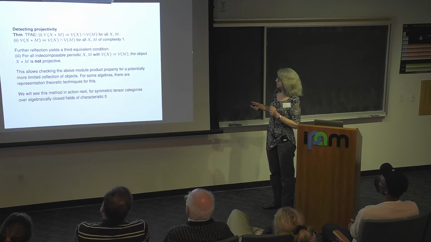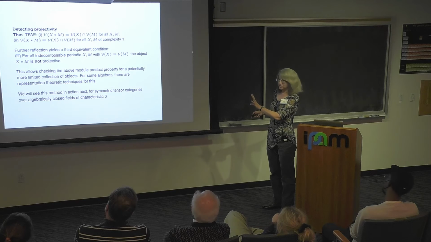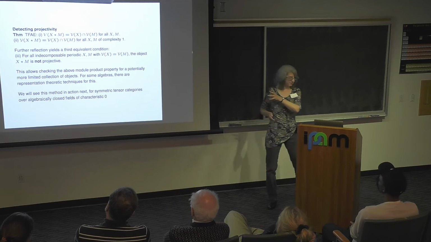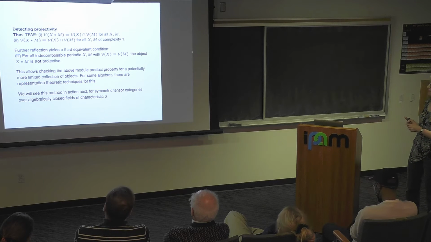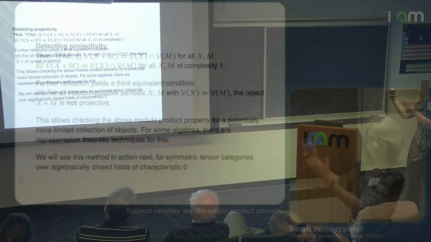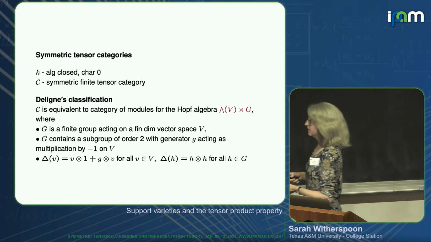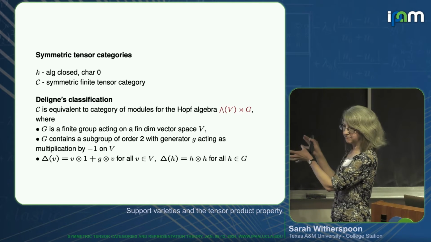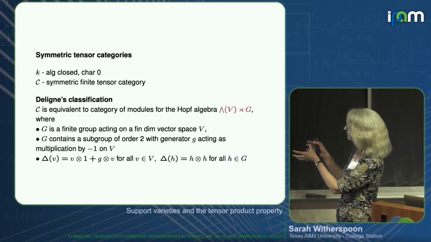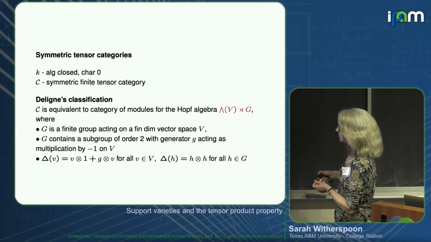This is the technique I'm going to use to prove the tensor product property for symmetric tensor categories over algebraically closed fields in characteristic 0. To do that, I'll be using Deligne's classification, and I've tried to summarize exactly what I need of it on this slide, and I hope I got everything in the right place. So I'm going to assume that the field is algebraically closed, characteristic 0, and C is a finite symmetric tensor category.